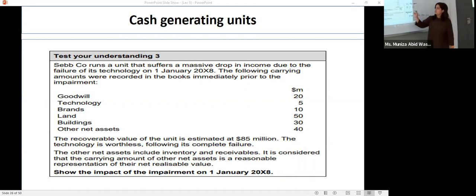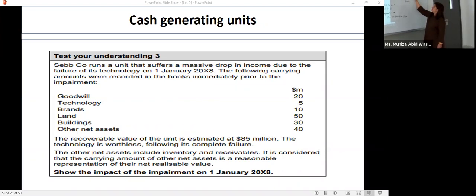Now what we have to do next? The remaining impairment has to be set against these 3 assets: brand, land, and buildings. Other net assets are excluded. The carrying value of the brands is 10 million, then 50 million is of land, and 30 million is for buildings. Now you have to set the 45 million against all of these assets. So total of the carrying values is how much? $90 million. This 45 million is going to be set against these 3 assets on a pro rata basis.